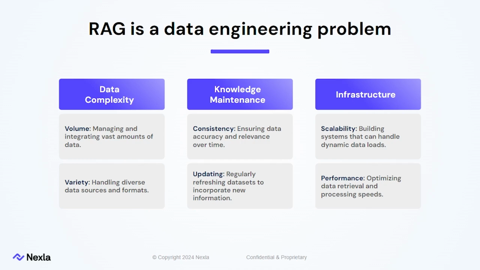And last but not least, infrastructure. Supporting RAG systems requires scalable and efficient infrastructure. This means optimizing data retrieval and processing speeds to handle large volumes dynamically. Scalable architectures, leveraging cloud-based solutions, and distributed computing are necessary to ensure high performance as data volumes grow. So, in summary, effective RAG deployment demands robust data engineering to manage complexity, maintain knowledge accuracy, and build scalable infrastructure.